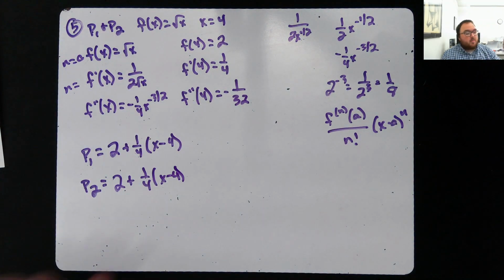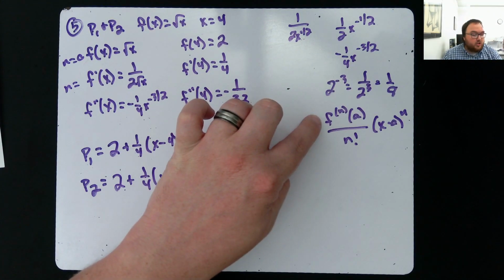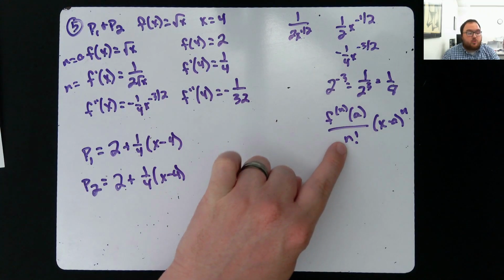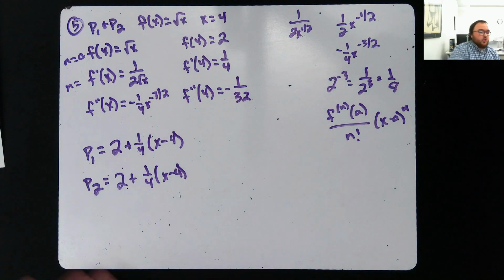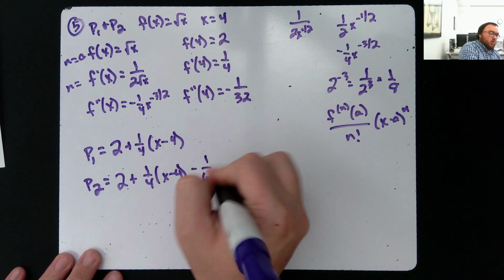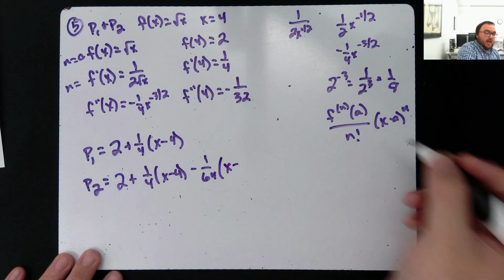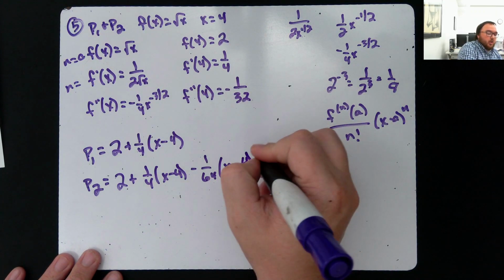But I'm going to add another term, negative 1 over 32 on top over 2 times 1, which is 2. Negative 1 over 32 over 2 is negative 1 over 64. X minus a, we already said a was 4, to the power of 2.